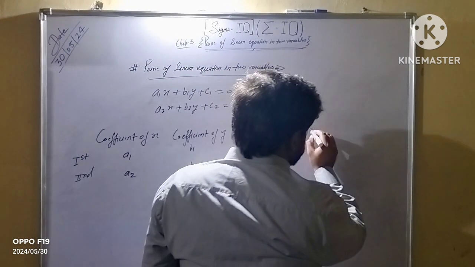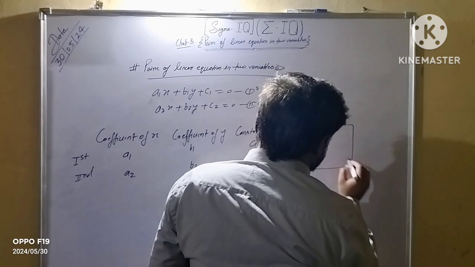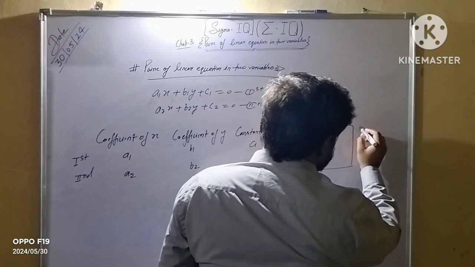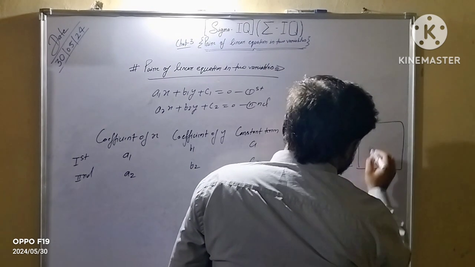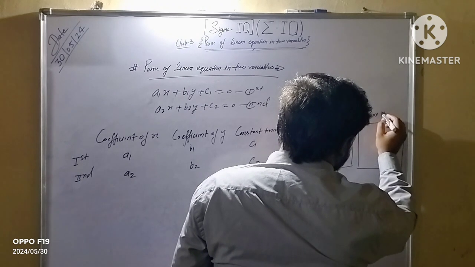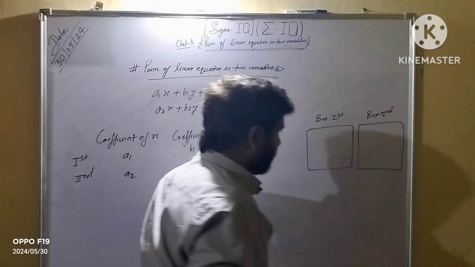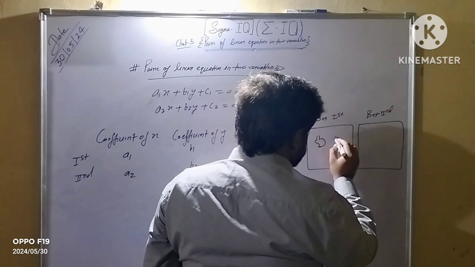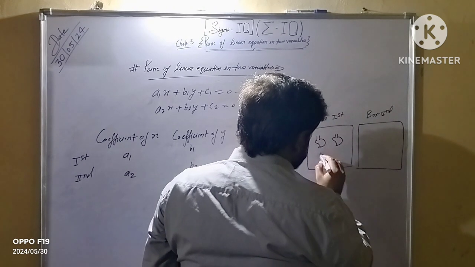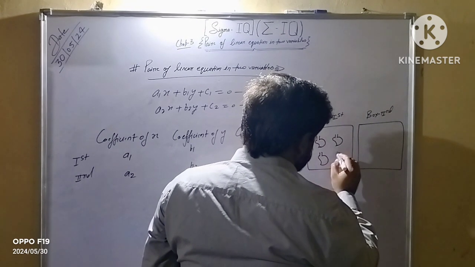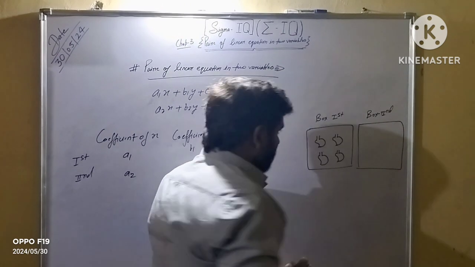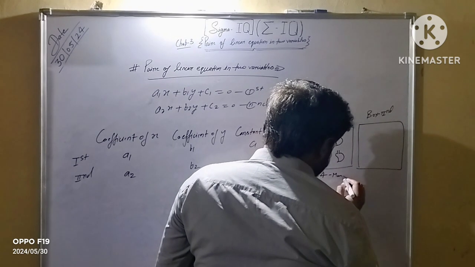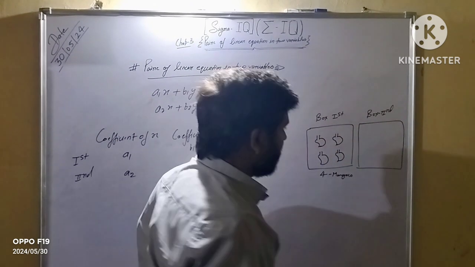Suppose that we have two boxes. Box first and box second. Box first contains 4 mangoes. Box second contains 6 oranges.